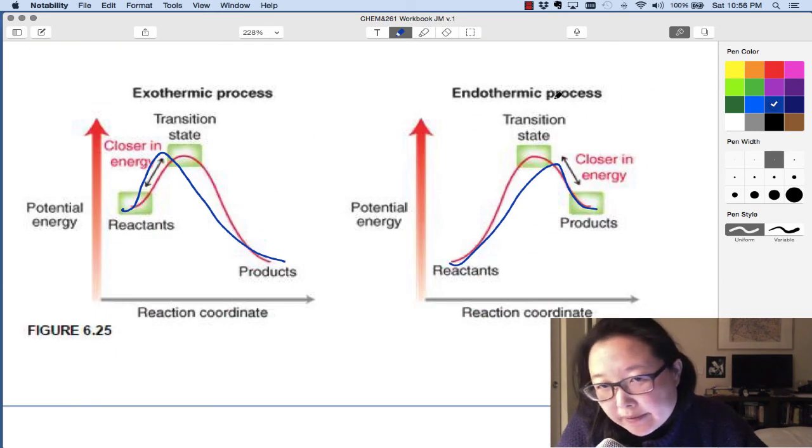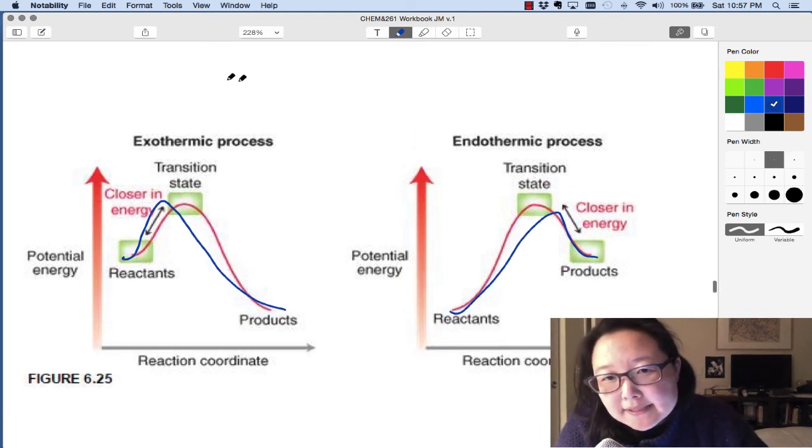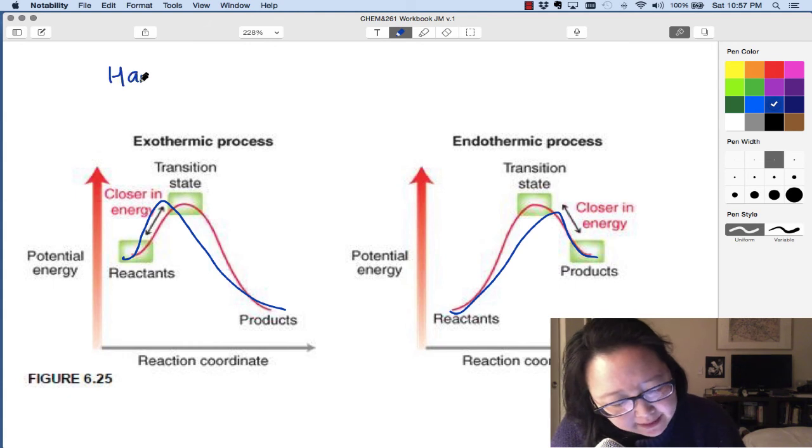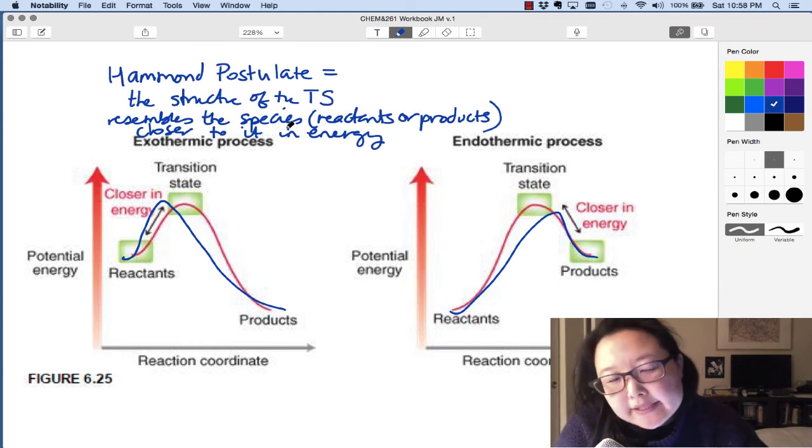In terms of an endothermic process, now we've got a product energy that is closer in energy to the transition state. So this transition state gets shifted a little bit closer to the products. So that's what we call a late transition state. And this is based on something called the Hammond Postulate. I would just simply say the structure and energy of the transition state resembles the species closer to it in energy. And so that's going to be based on whether the reaction is exothermic, it's going to be closer to the reactants, versus endothermic, it's going to be closer to the products.